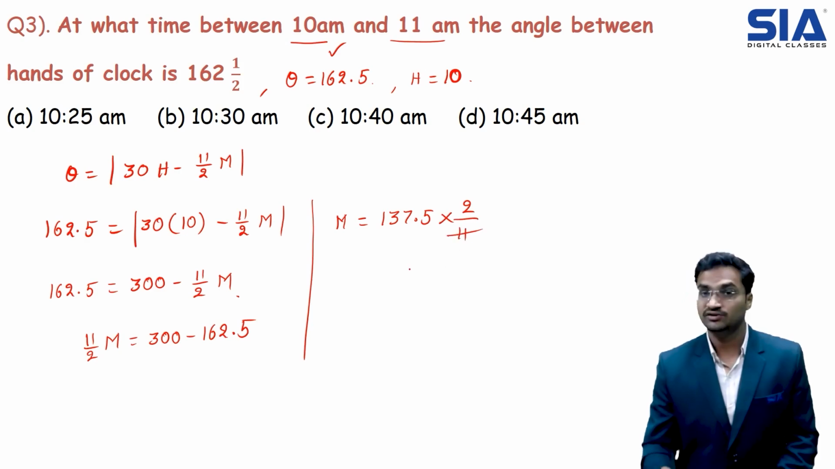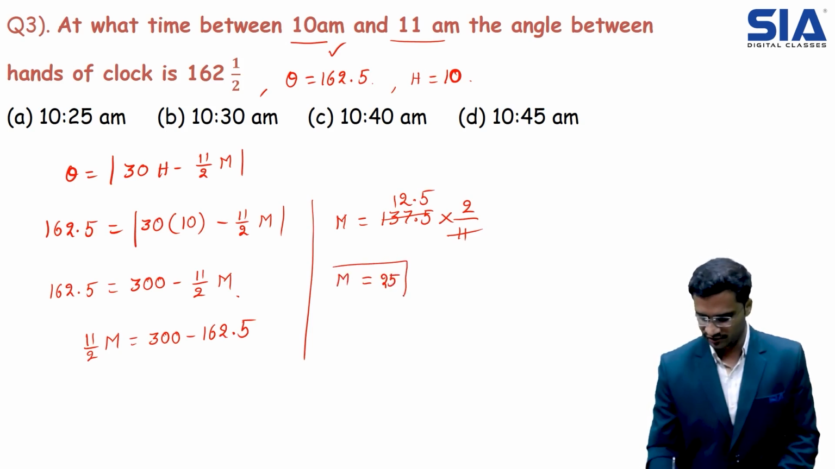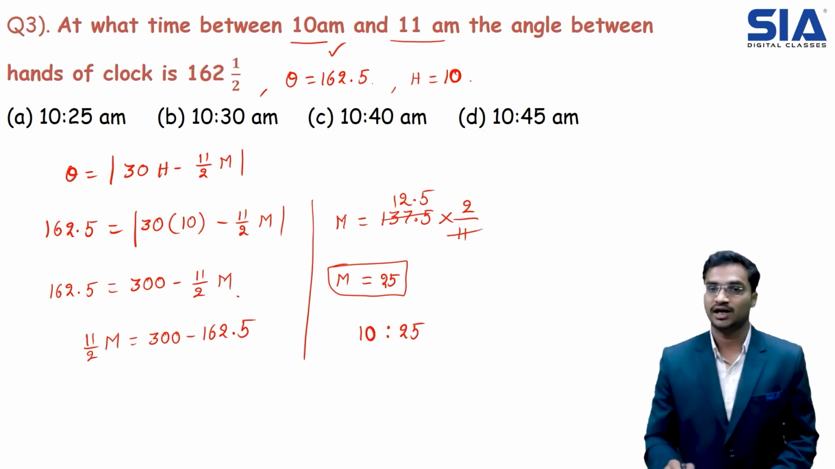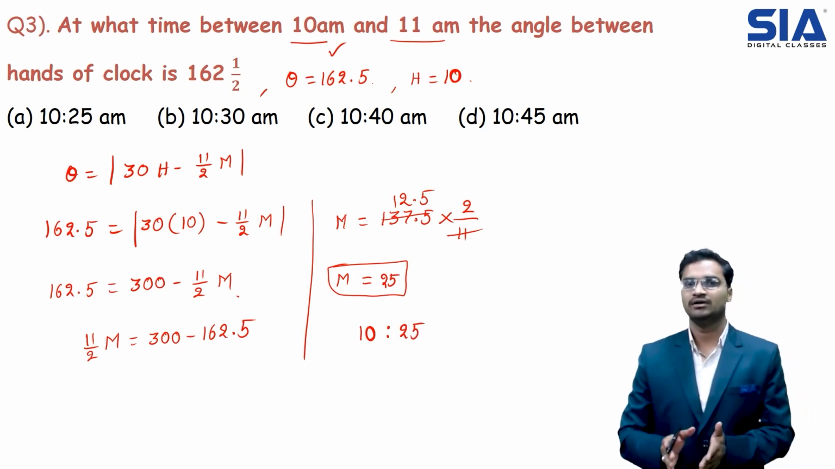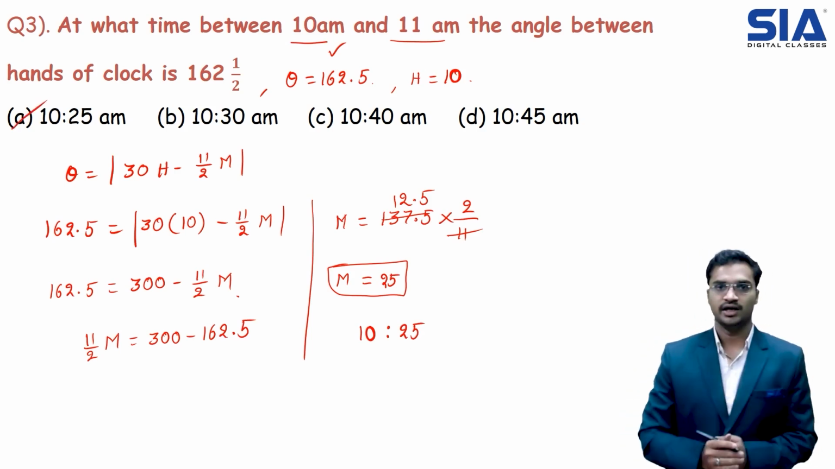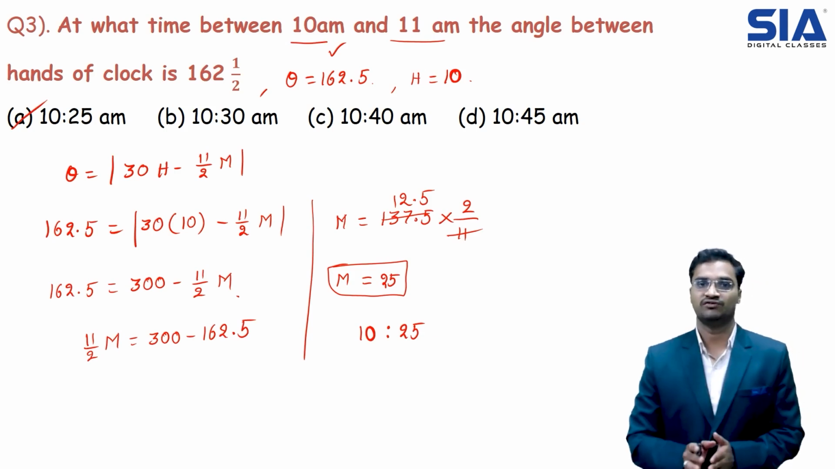So let us divide by 11. 11 ones are 11, 11 twos are 22, 11 fives are 55. So 12.5 multiplied by 2. 12.5 into 2 is 25. So the minutes is 25 minutes. So our answer is 10 hours 25 minutes, which is 10:25 a.m. So our answer is 10:25, which is option 1.